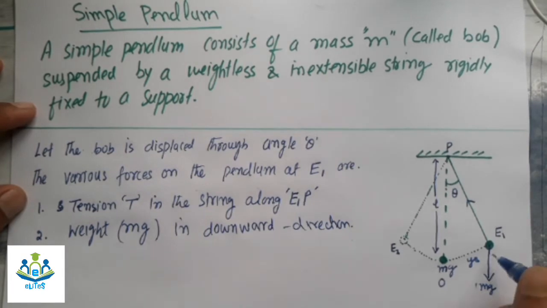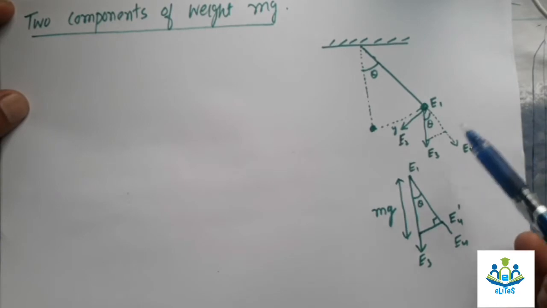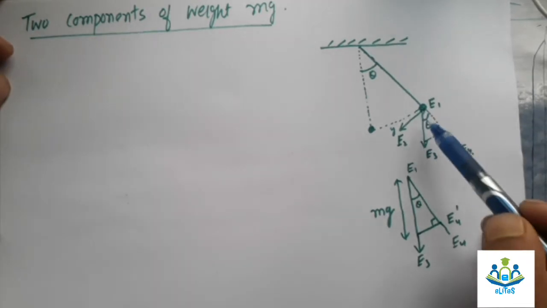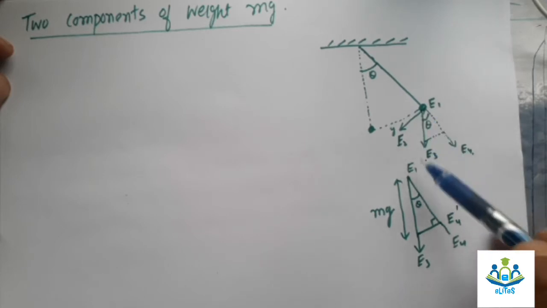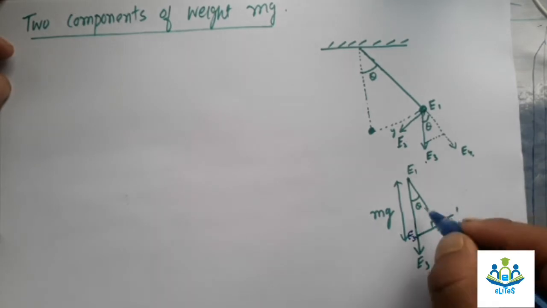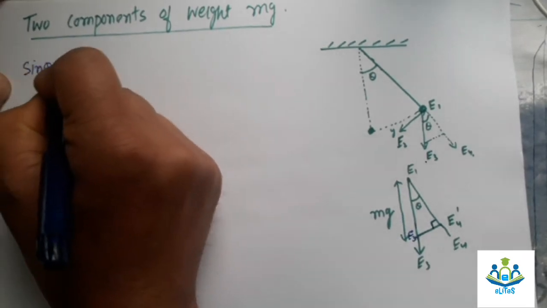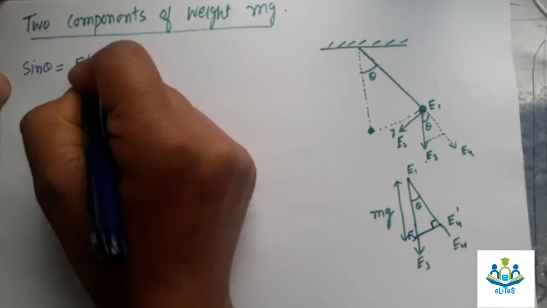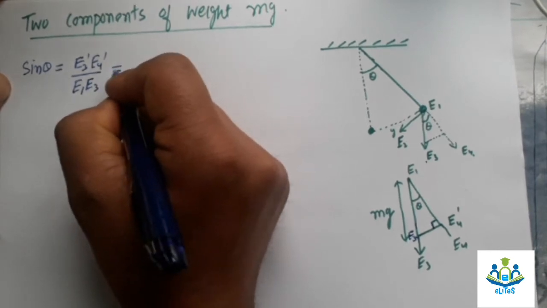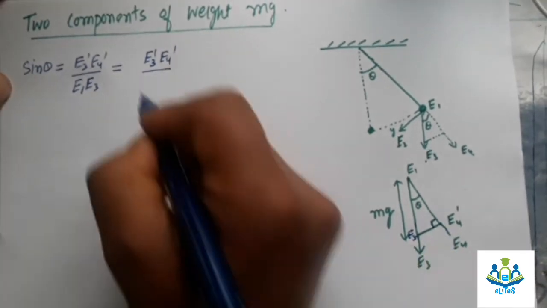This weight can be resolved into two components. Let's see the two components. One will be a horizontal component and one will be a vertical component. That means the weight mg, which is along E3, can be resolved by taking the right angle triangle E1, E3 dash and E4 dash, drawing a perpendicular here. In this right angle triangle we will have sine theta equal to E3 dash E4 dash to its hypotenuse E1 E3, so E3 dash E4 dash or E1 E2 is mg.